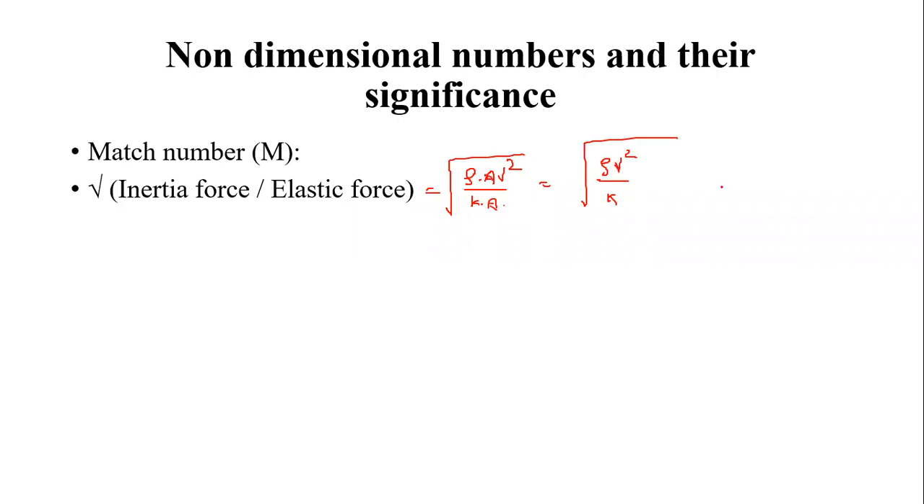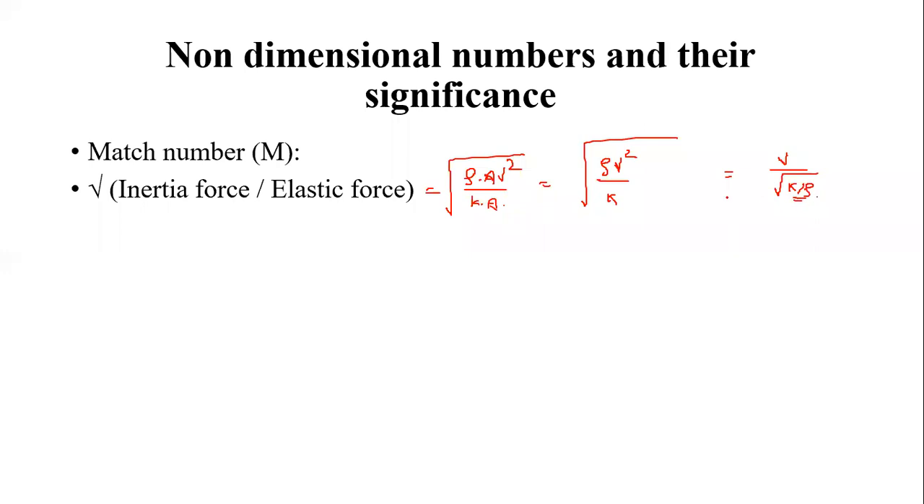And if you take the velocity as the only parameter in the numerator, then we get V divided by root of K upon rho. This is about the Mach number. Here, K by rho indicates the velocity of sound in a flowing fluid. Sometimes it is denoted as C also.